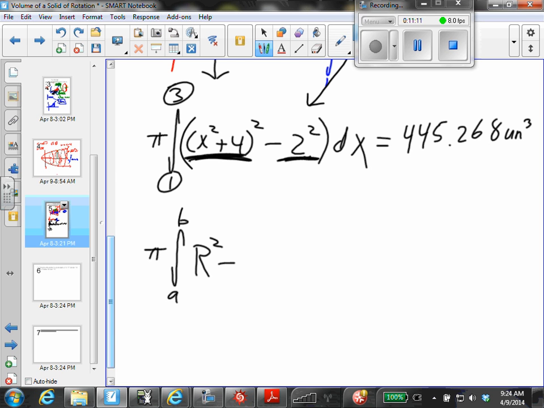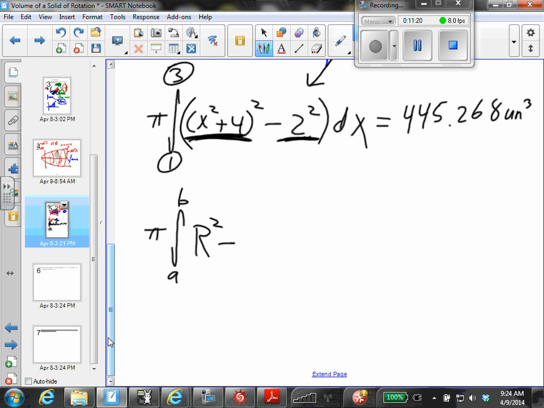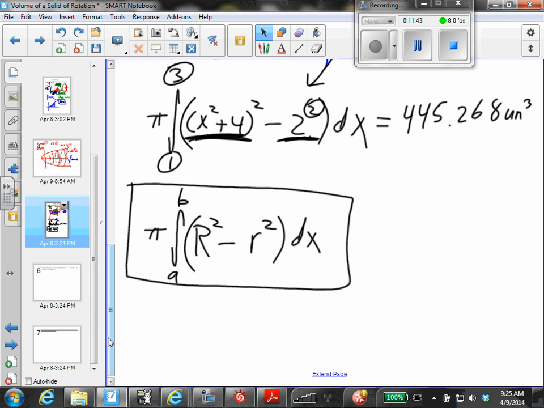minus, and this 2 right here, remember, it was the function for blue. For the blue function we drew, it was y equals 2. So that is just the radius of the smaller function squared. The 2 was squared. So I'm just going to call it capital R for the large function, the radius of the large function squared, minus little r for the radius of the smaller function squared, and then it's just with respect to x, okay? And so this is a generalized form of the washer method. You just need pi times the integral from a to b of your large radius squared minus your small radius squared, dx.